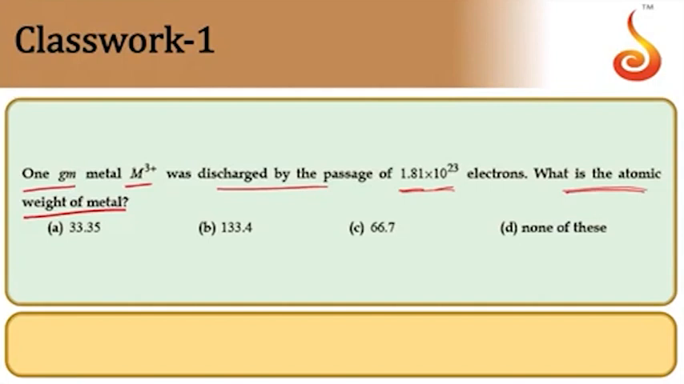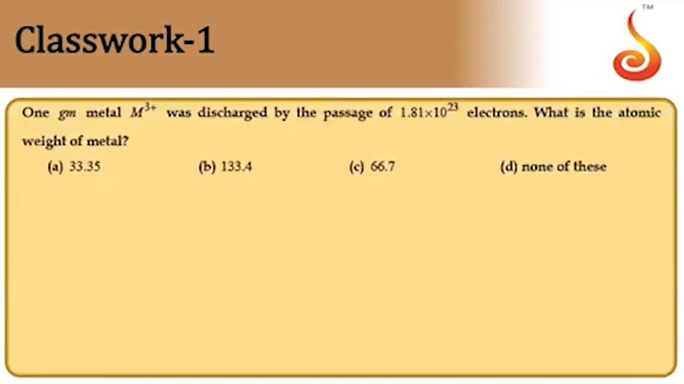So the mass of the metal is given, the number of electrons passed is given, and we know the valency also. We require the atomic mass. Now we know that the mass deposited when you pass 1 mole of electrons is equal to its equivalent mass. Here, when they pass 1.81 × 10^23 electrons, 1 gram was deposited.